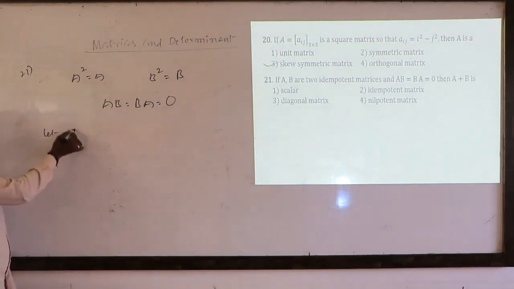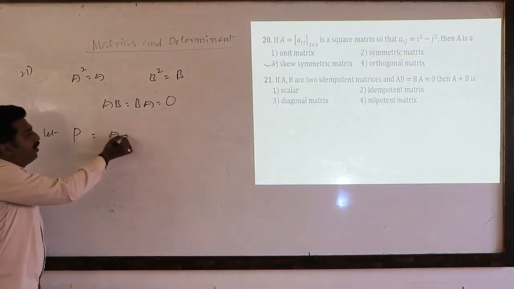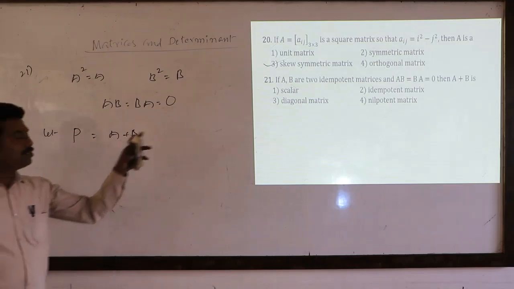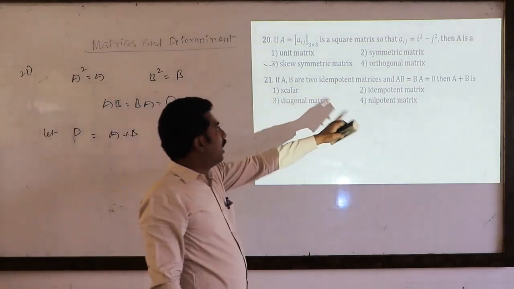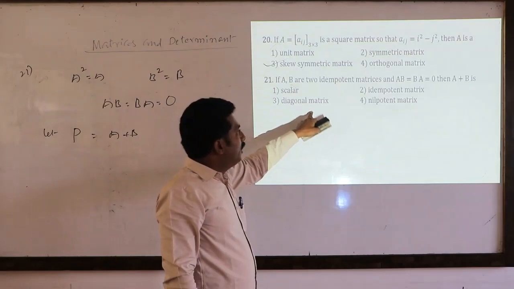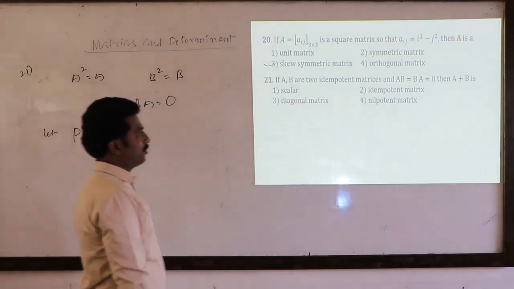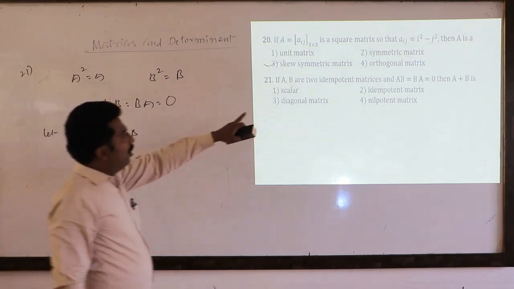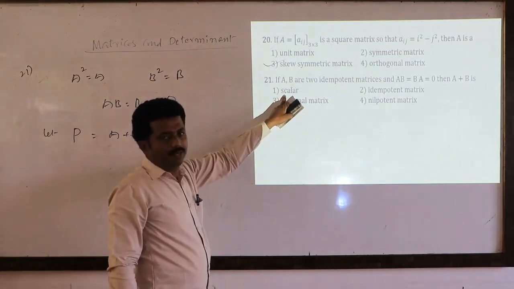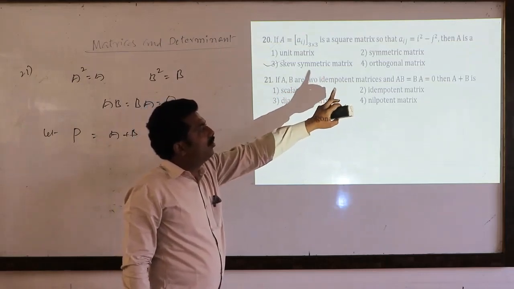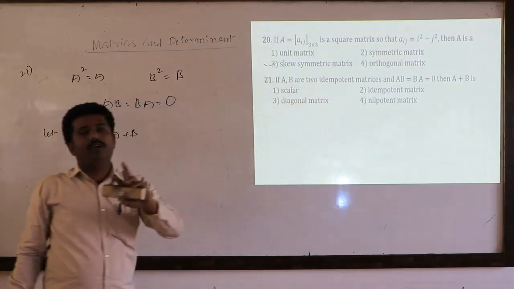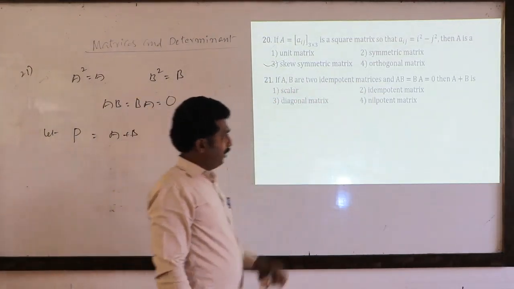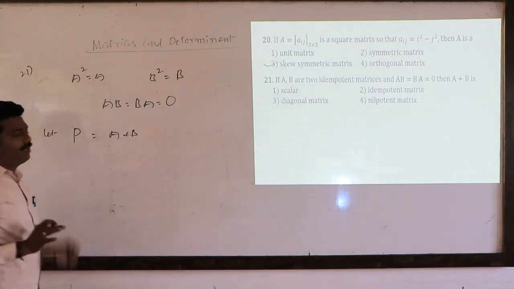Suppose P equal to A plus B. Options you observe: scalar matrix, idempotent matrix, diagonal matrix, nilpotent matrix. Like that options they are asking. This is not a scalar matrix because AB equal to BA equal to null matrix means product of two scalar matrices cannot be 0. We will see whether A plus B is idempotent or not.